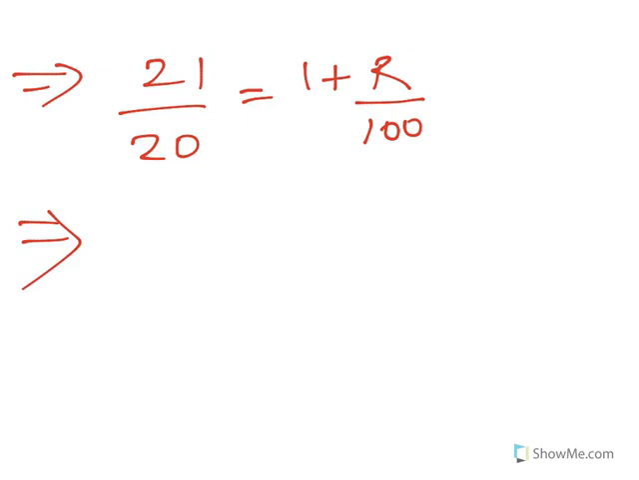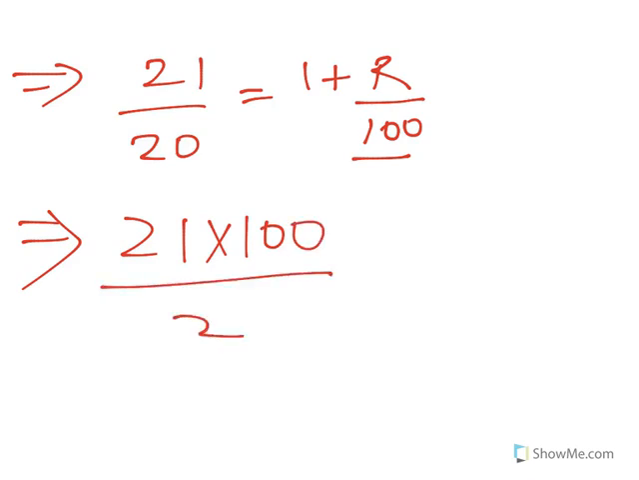Okay, so I'm going to finish it now. I'm first going to cross multiply, and I'll multiply both sides by 100. So 21 into 100 divided by 20 is equal to 1 times 100 is just 100, and plus r by 100 times 100 is just r. The hundreds cancel out.